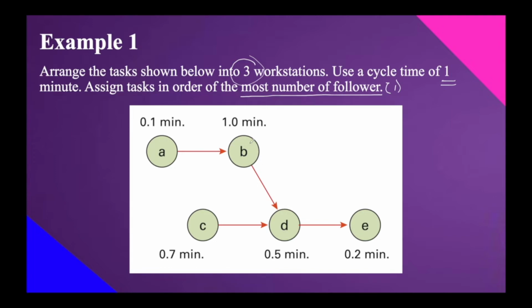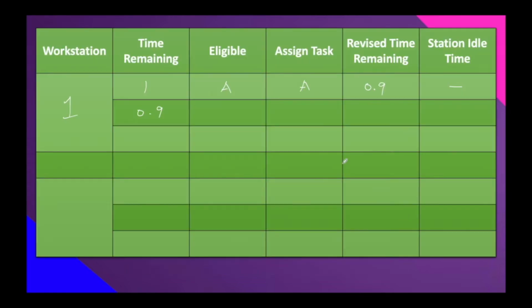Bakit? Dahil si B, may kadugtong siyang 2. Si C may kadugtong din siyang 2. So we can choose between B and C. But we will choose to assign it to task C. Why? Kasi po, kung titingnan ninyo, natitira na lang natin is 0.9.